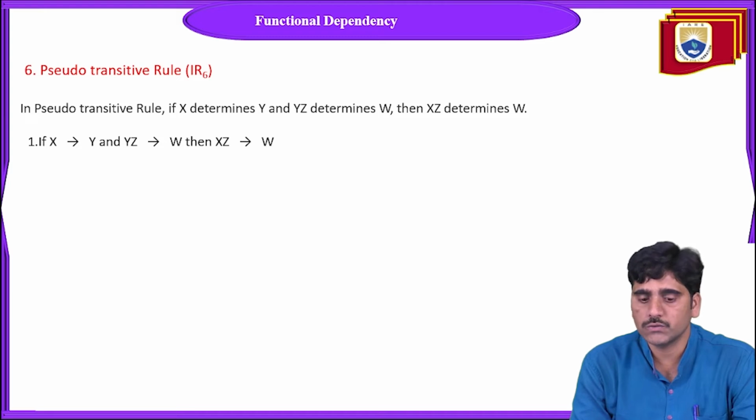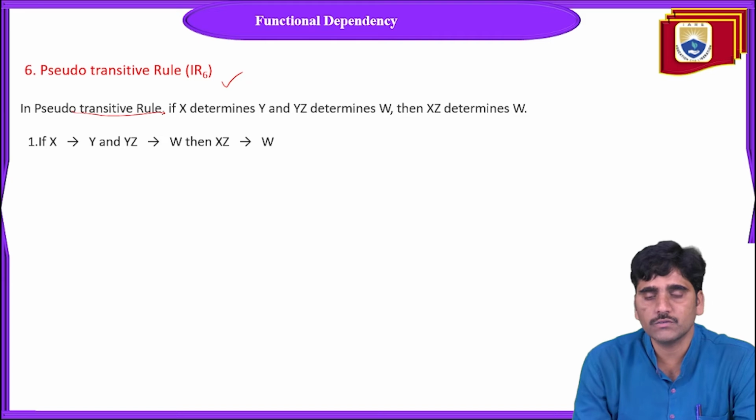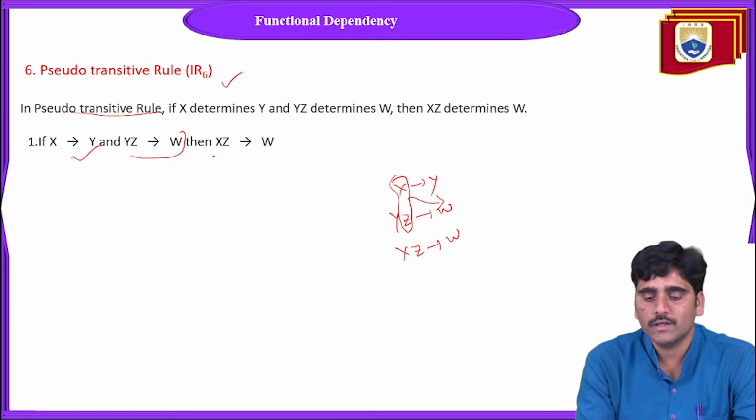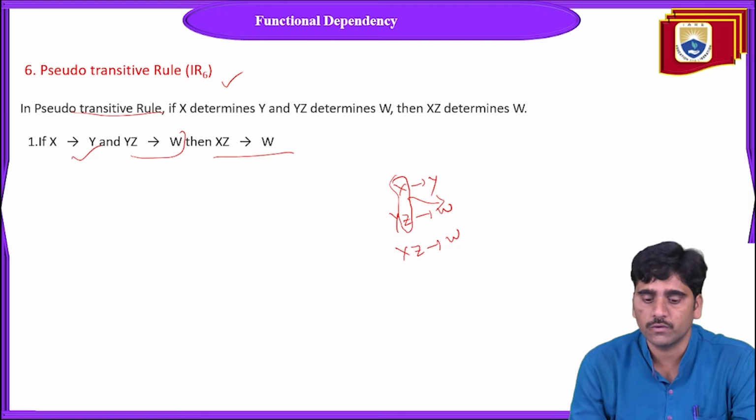And the pseudo-transitive rule. This is the sixth inference rule. In the pseudo-transitive rule, if X determines Y and YZ determines W, then XZ determines W. So what we have to understand here is, if X determines Y and YZ determines W, then XZ determines W. This is the pseudo-transitive rule.